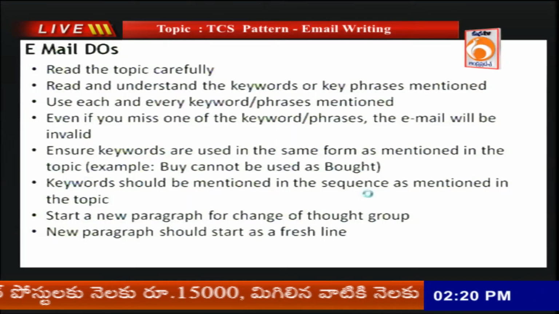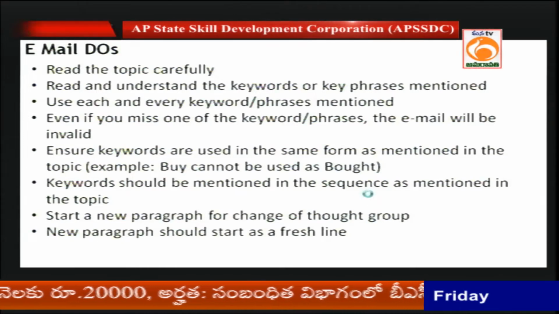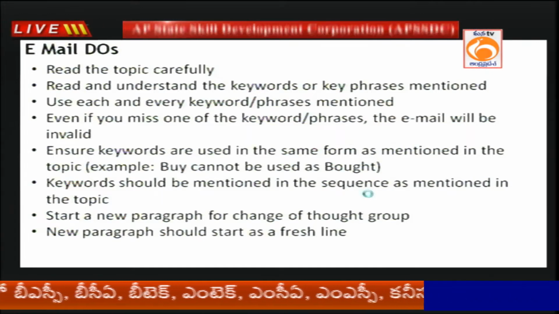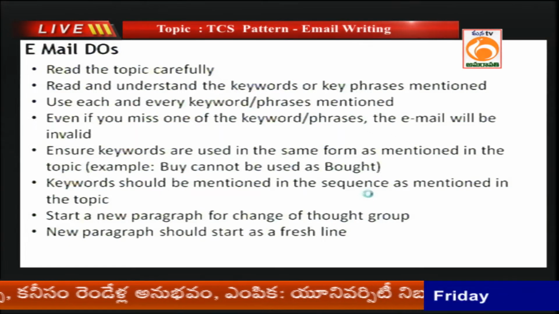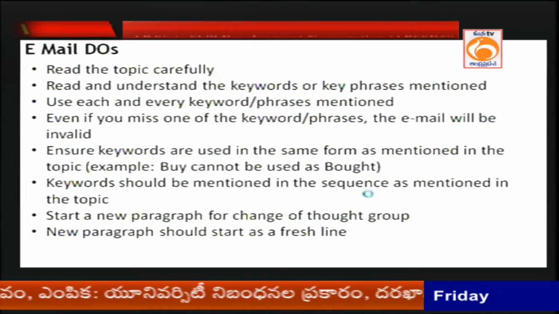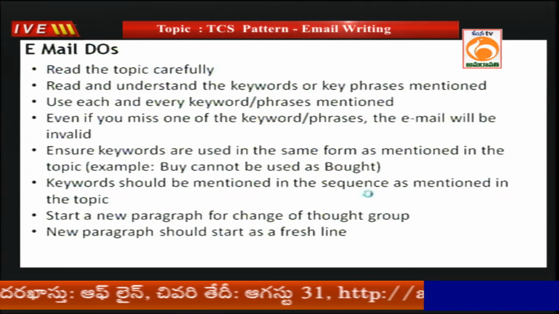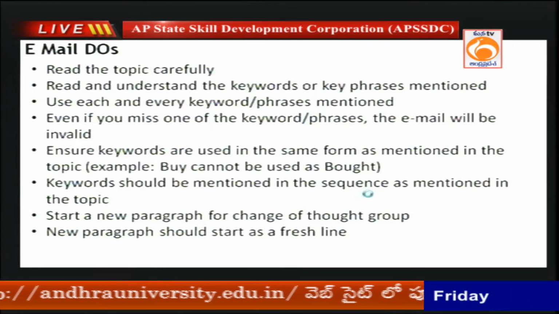Okay? I'm going to take you through the do's and don'ts for emails. These are the email do's. You need to keep in mind and follow these. Read the topic carefully. Read and understand the keywords or key phrases mentioned. Use each and every keyword or phrase mentioned. Even if you miss one of the keywords or phrases, the email will be invalid. Ensure keywords are used in the same form as mentioned in the topic. For example, buy cannot be used as bought. Keywords should be used in the sequence as mentioned in the topic.